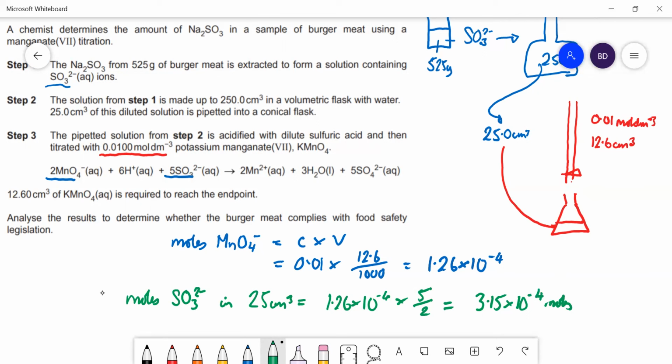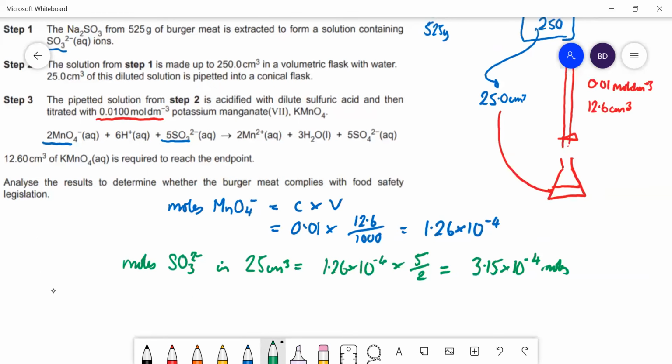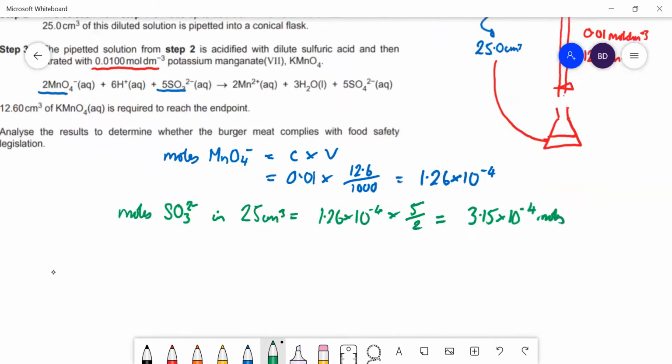So now we need to work out, in 250, what is that going to be? Multiply it by 10. So moles in 250 is equal to 3.15 times 10 to the minus 3, just multiplied by 10. That's our moles of that.